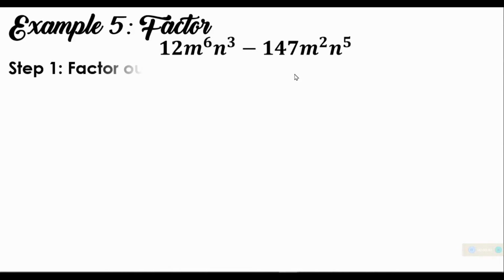So that means we can apply step number 1, that is to factor out the greatest common monomial factor if there is. So, ibig sabihin lang po nun, meron tayong GCMF na pwedeng ma-factor out dito sa ating example number 5. So, ano nga kaya? When it comes to constants or coefficients, 12 and 147, ano nga kaya ang pwede natin ipang-divide? So, that is 3. And then, we have m to the 6th and m squared. So, ang common ng m and the least exponent is yung 2. So, m squared will be our GCF when it comes to m.